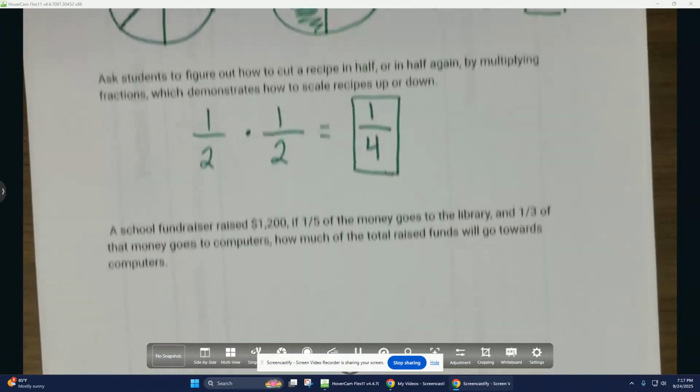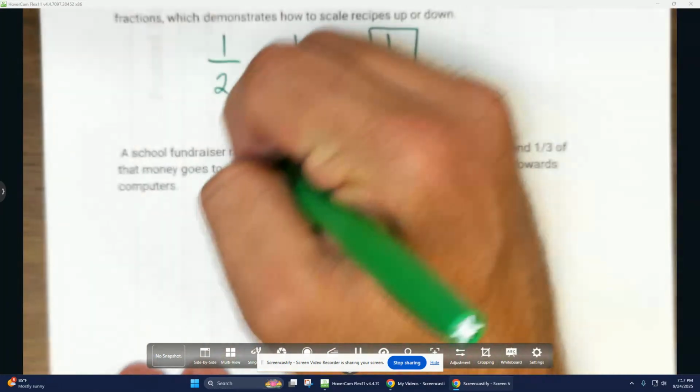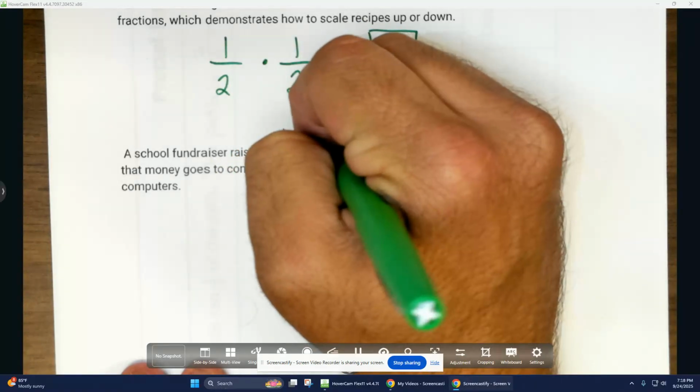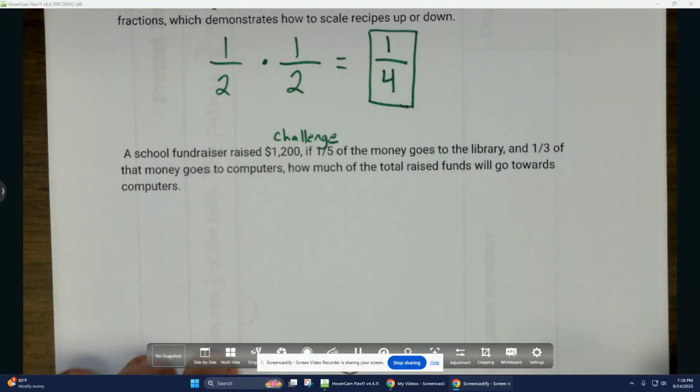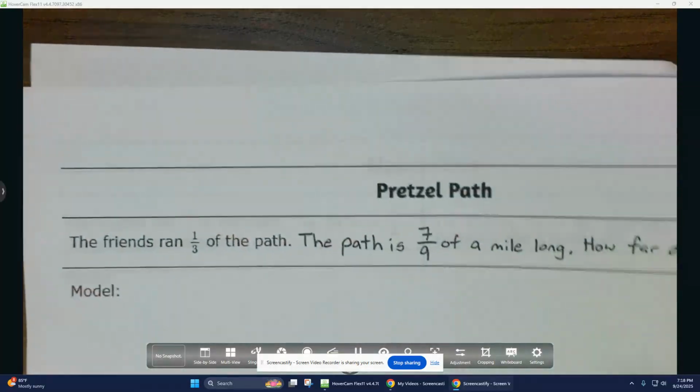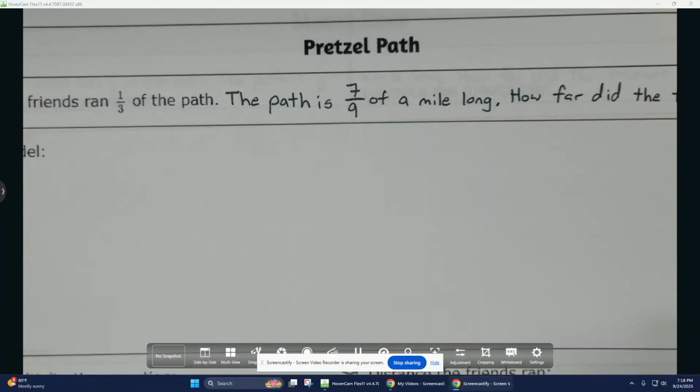Now, we have this problem right here. This is going to be my challenge question. I'm going to come back to this one at the end because that's a pretty hard problem. I want y'all to flip to the second page, and you should see the one that says pretzel path.